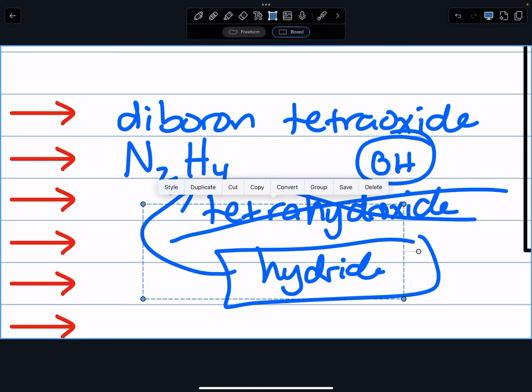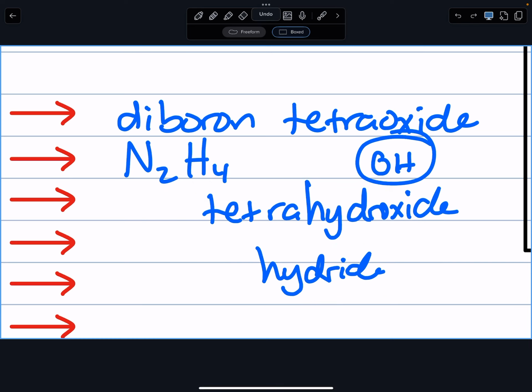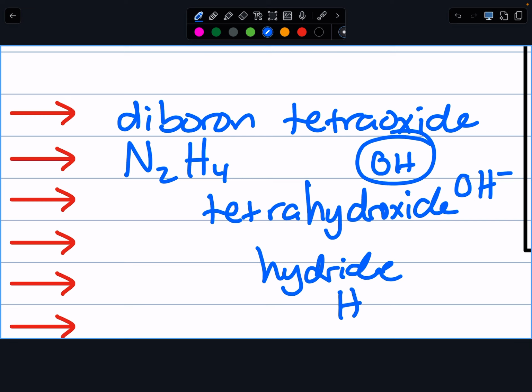Good. Do you understand the difference between hydride and hydroxide? Those are two different words. Do you agree? Hydroxide is a polyatomic OH minus. Hydride is hydrogen. So students were saying that this thing was called dinitrogen tetrahydroxide. That's not true. They're mixing up hydroxide and hydride. It's just hydrogen with an I at the end. Hydride.